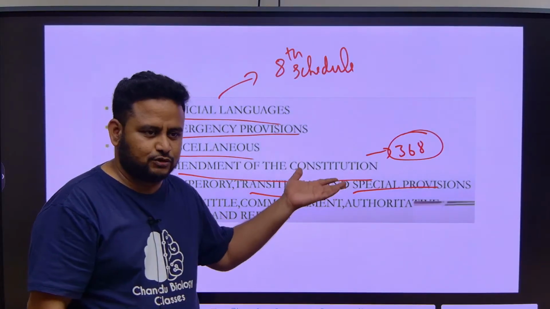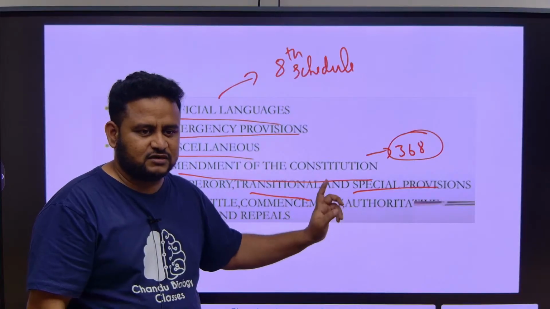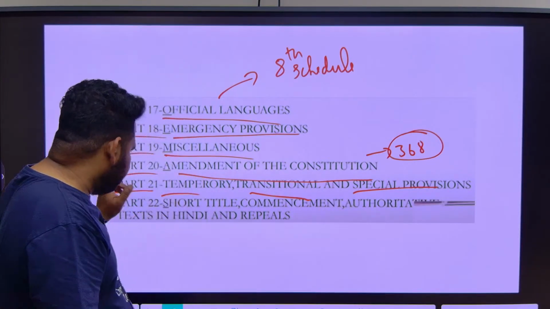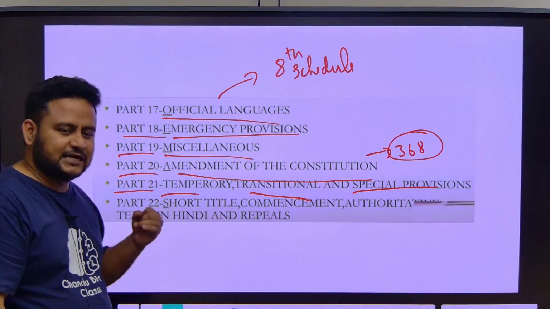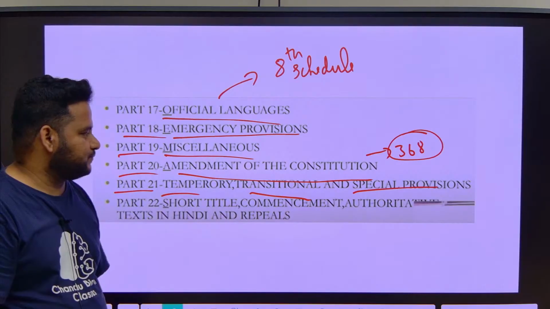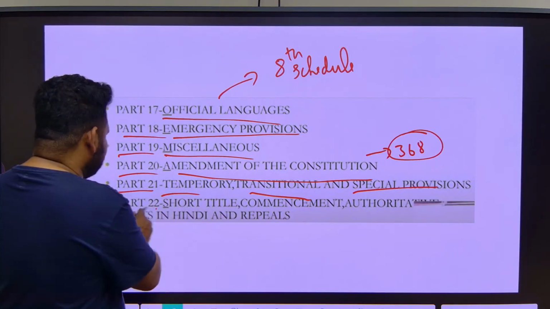Next is special provisions. Already I told you, when it comes to SCs and STs or tribal areas, these people have special provisions. So when it is about provisions, which part is talking about them? Part 21. What kind of provisions? Temporary, transitional and special. TTS. Got it? Now, Part 22.